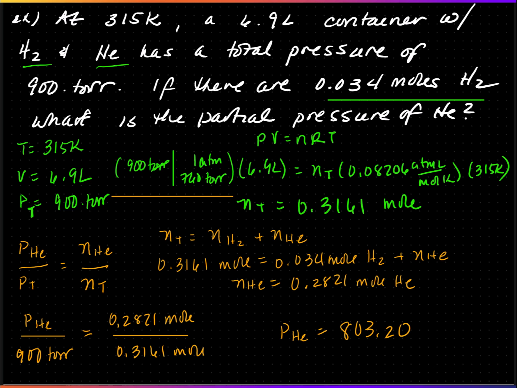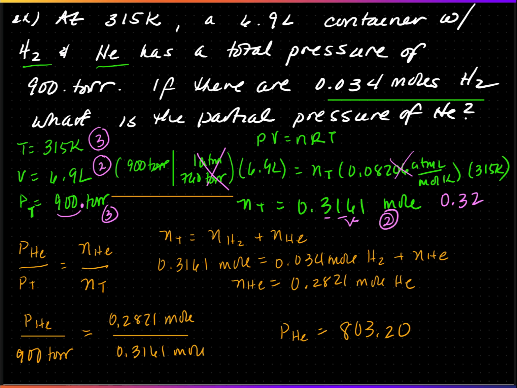When I calculated the PV equals nRT, there was a decimal after the 900, so there are 3 sig figs for pressure, because with a decimal, the zeros are significant. The volume had 2, the temperature had 3. This is a conversion factor, doesn't count. This is a conversion factor, doesn't count. Since we're multiplying and dividing, we use the least amount, so you need 2. Look at the digit to the right. This is technically 0.32 moles, so there are 2 sig figs.